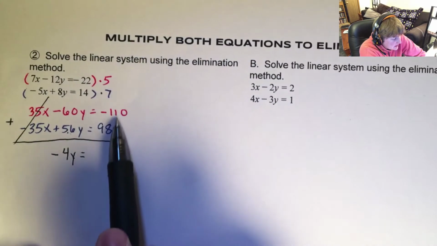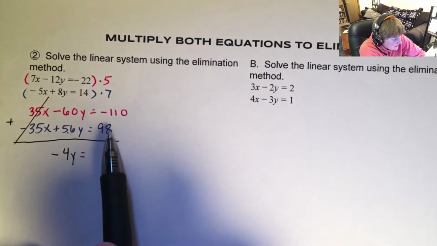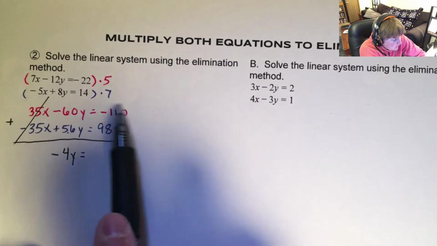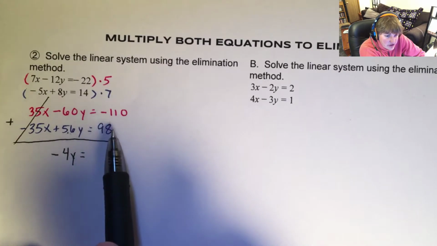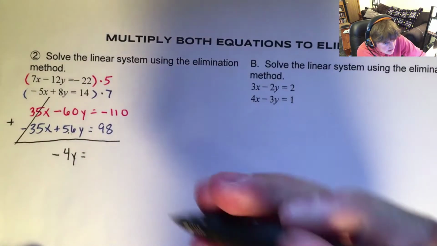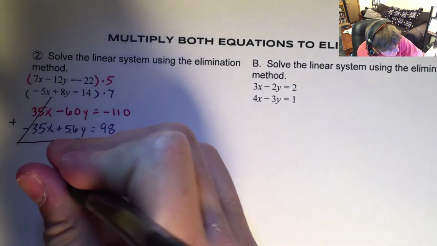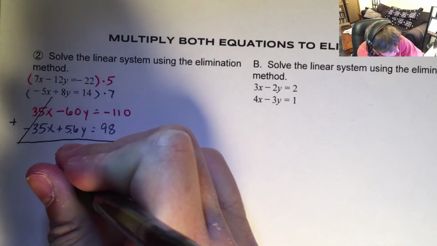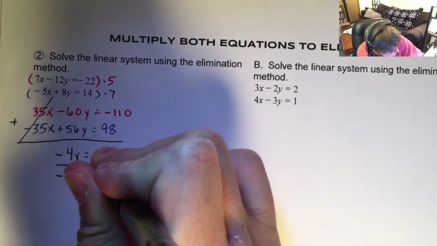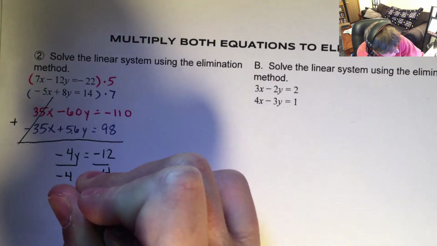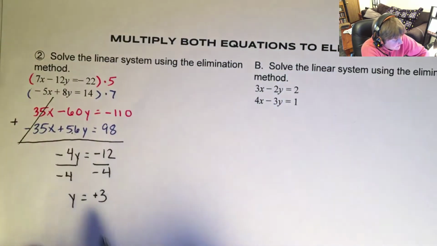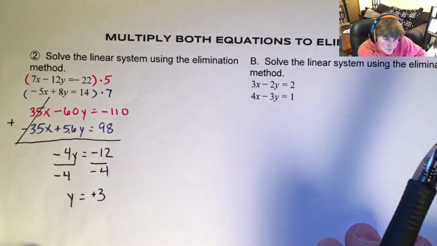Okay, and then here, kind of the same thing. There are 12 more negatives in this -110 than there are positives in this 98. So this is going to be -12. And then I just have to solve by dividing by -4 and getting, this is actually +3. I accidentally almost put negative, but it is positive.